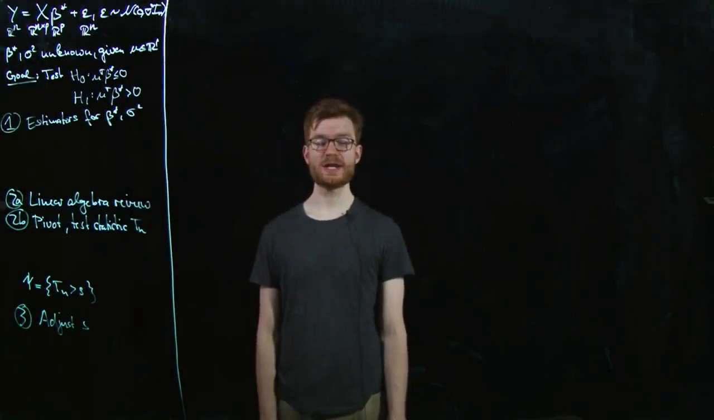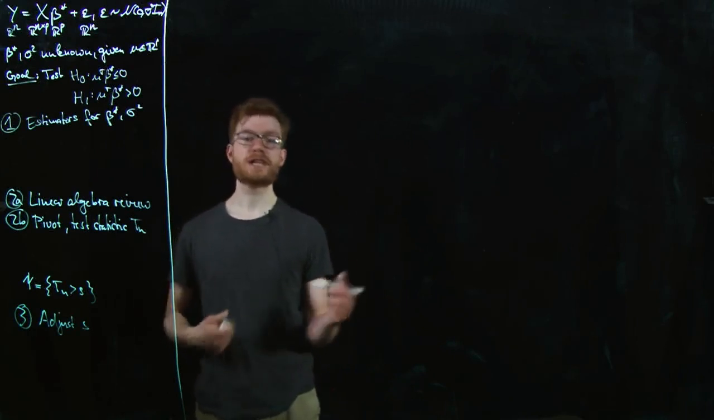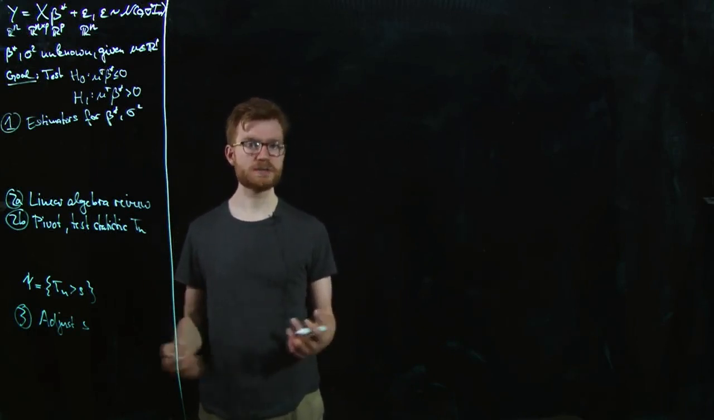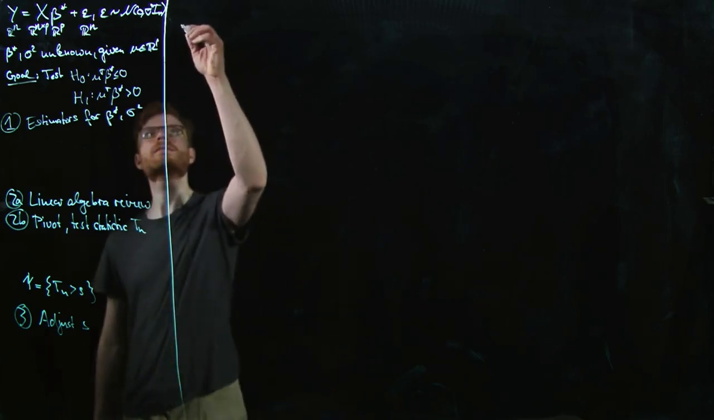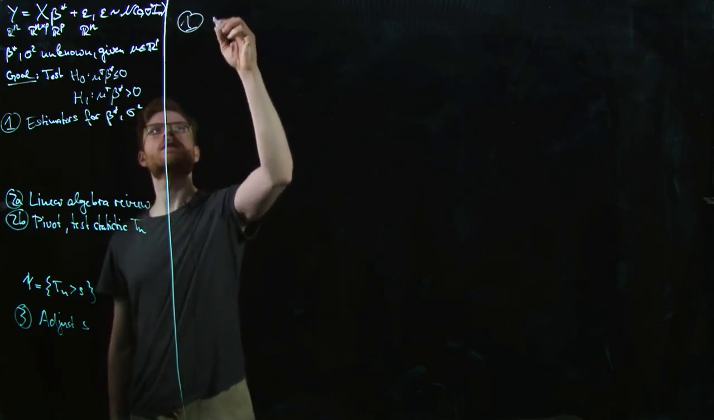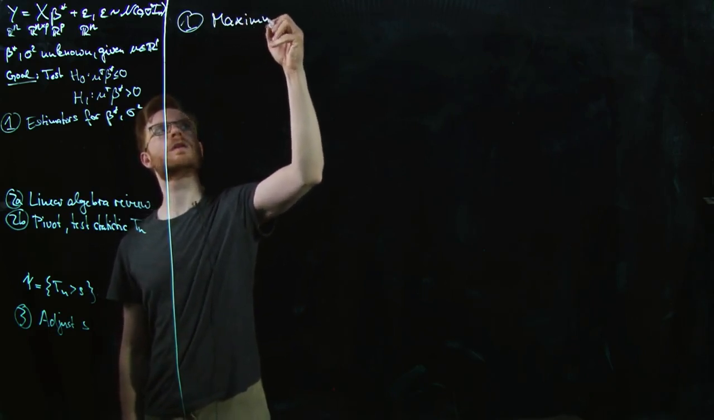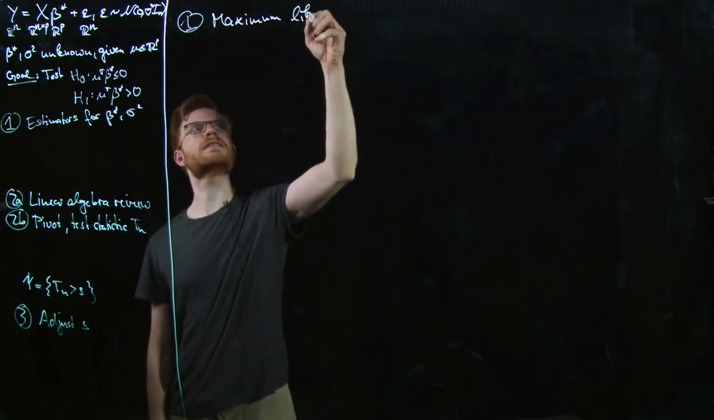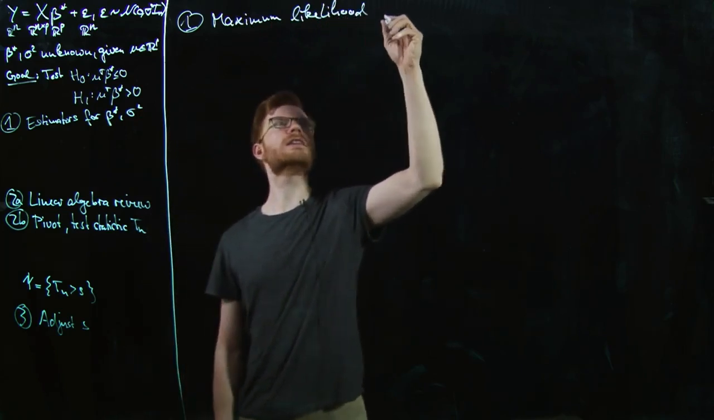So the first thing to do is to come up with estimators for beta star and sigma squared. And I suggest we just look at the maximum likelihood estimators and see if that's enough to give us our pivots. So we're going to find maximum likelihood estimators.